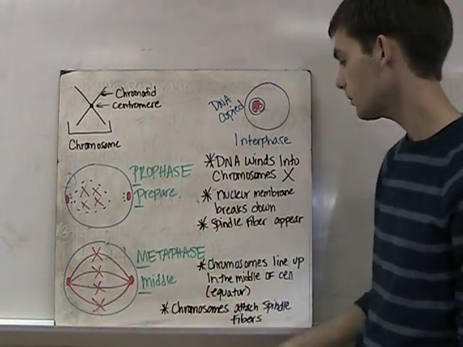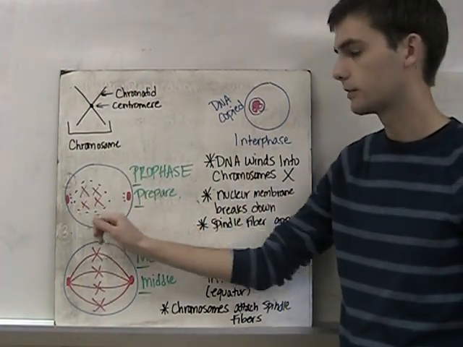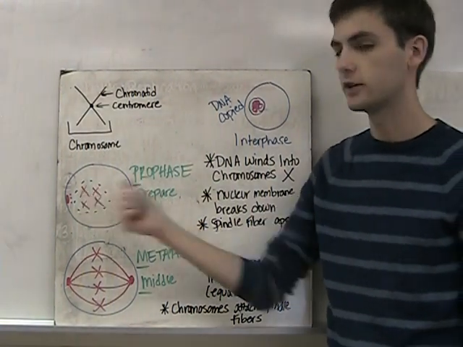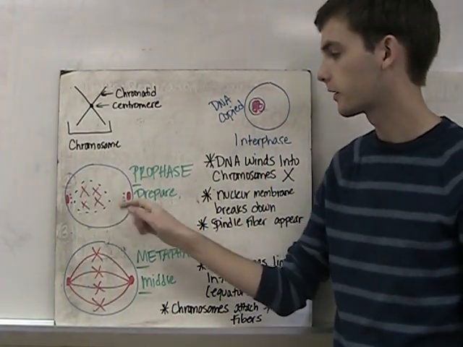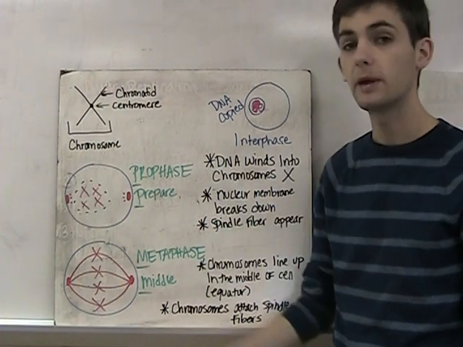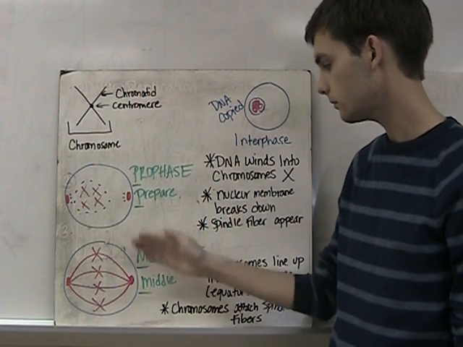interphase. In prophase, the nuclear membrane begins to break down, represented by the dashed line, and spindle fibers appear from the centrioles, which are represented by the red pictures, and those little dots are the spindle fibers actually beginning to form out of the centrioles.